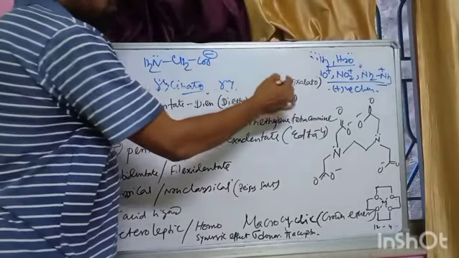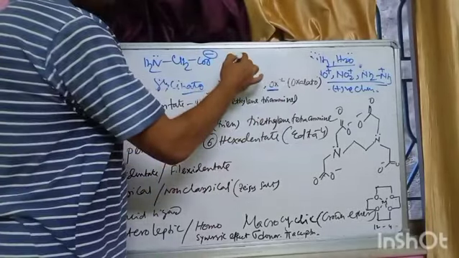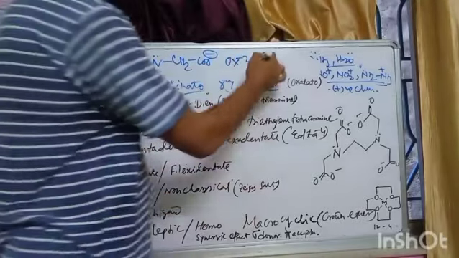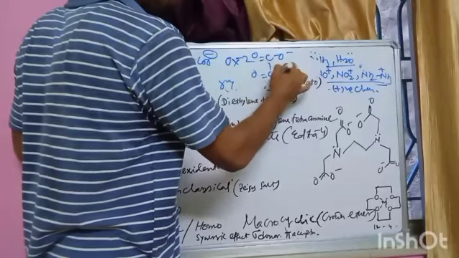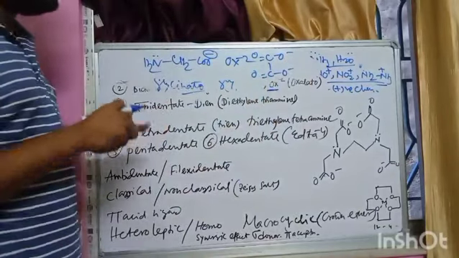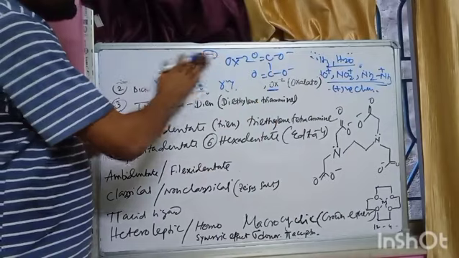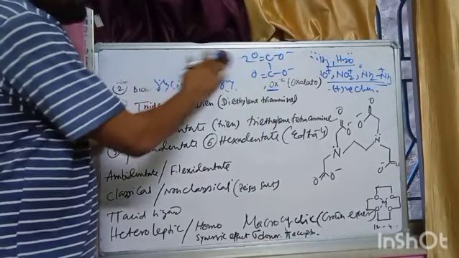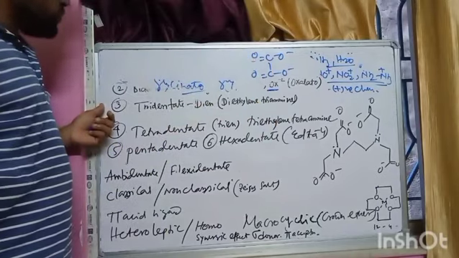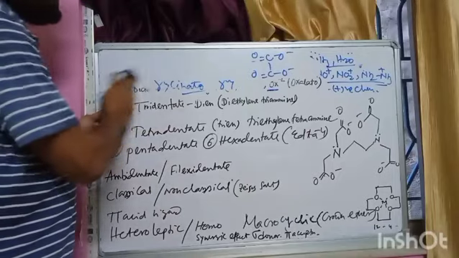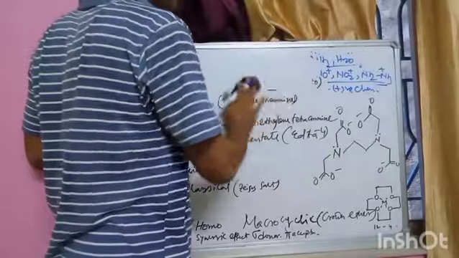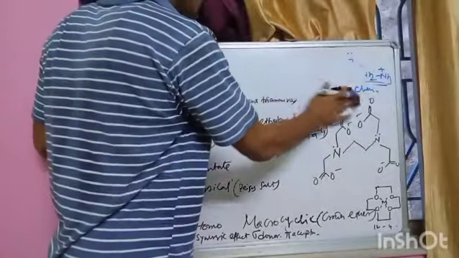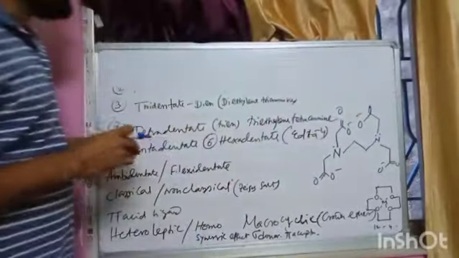Another is oxalato. Oxalato means ox minus 2, that is COO minus, COO minus. These are all examples of bidentate ligands, whose denticity is 2. The other is the tridentate ligand. A tridentate ligand means denticity is 3. An example of a tridentate ligand is diethylenetriamine or dien.